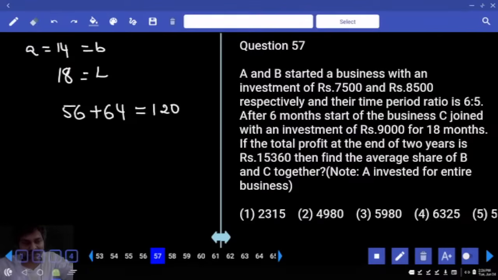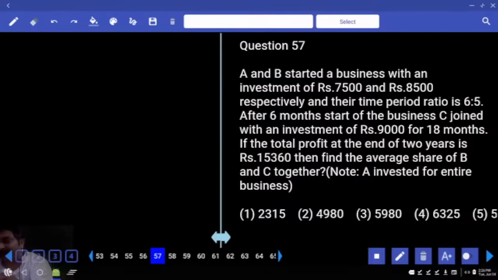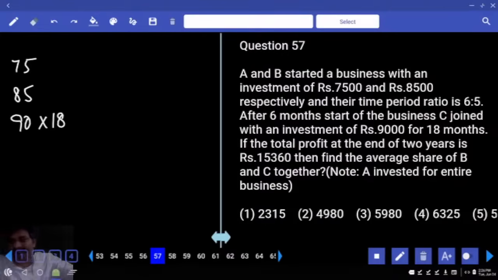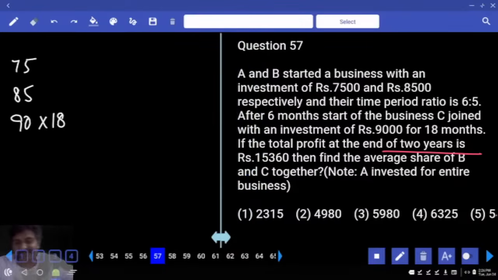A, B started a business with investments of 7,500 and 8,500 respectively, and their time period ratio is 6:5. After 6 months from the start of the business, C joined with an investment of 9,000 for 18 months. Investments are having 2 zeros common, so I'll write 75, 85, 90. You know, the time period of C, he invested for 18 months. The total profit at the end of 2 years, the business happened for 2 years. How many months? 24 months.